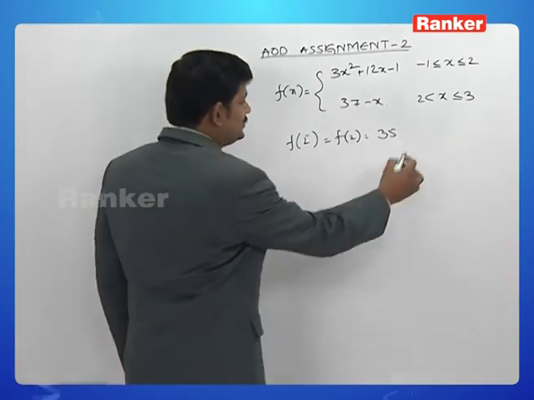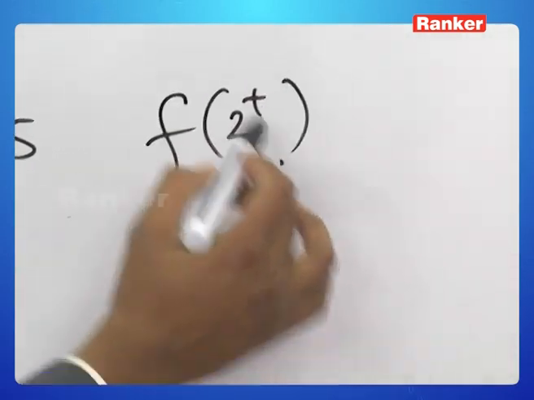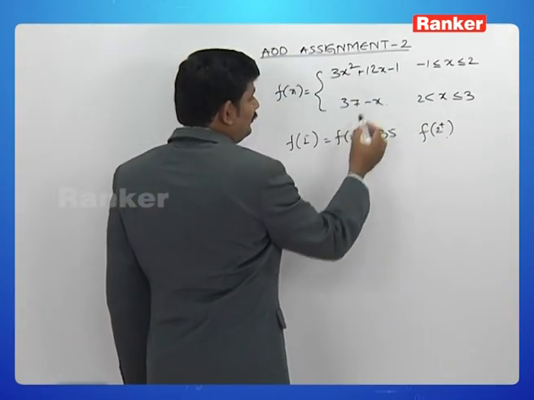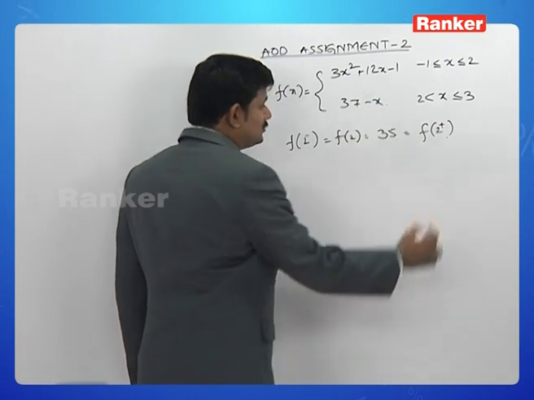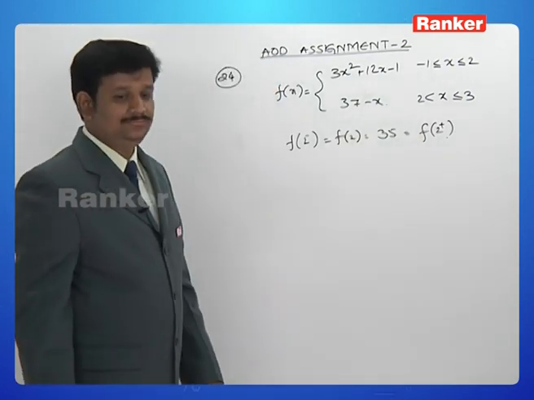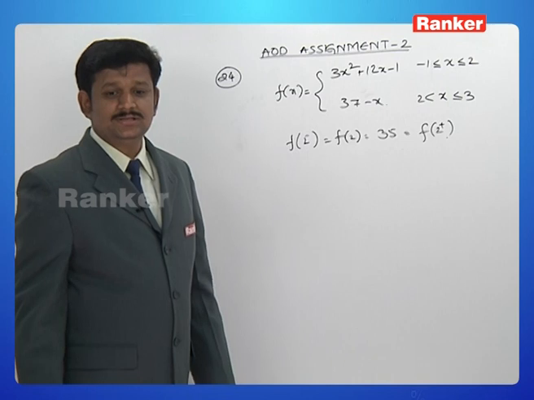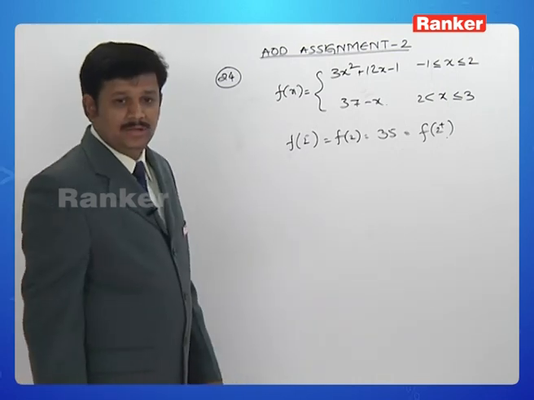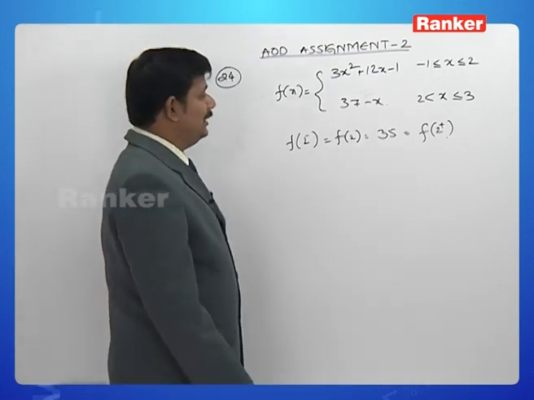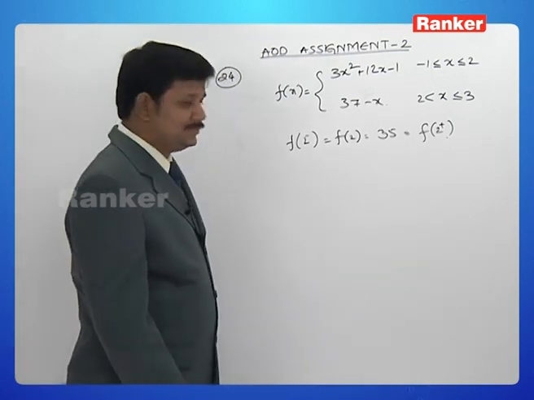And f of 2 plus, whenever x is greater than 2, f of x is given by 37 minus x, 37 minus 2 is also 35. So, all the three are equal. F of x is continuous on closed minus 1 to 3. Answer is option B. Let us also see why it is not the remaining options.